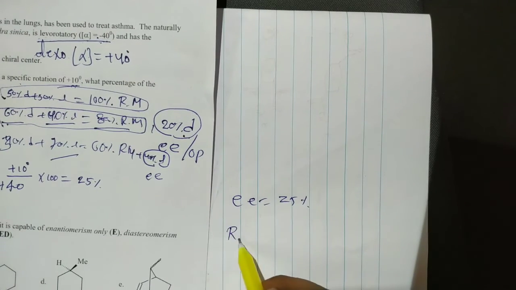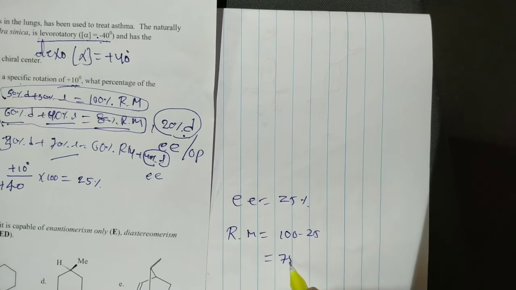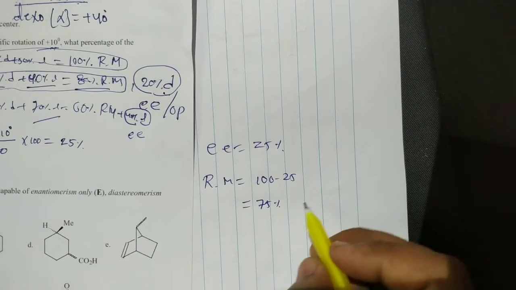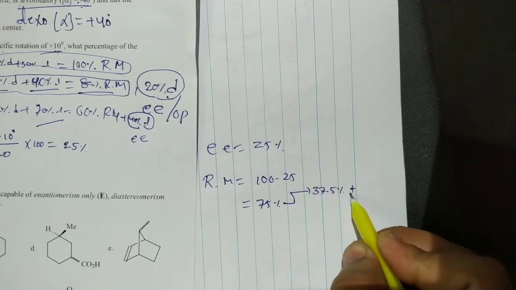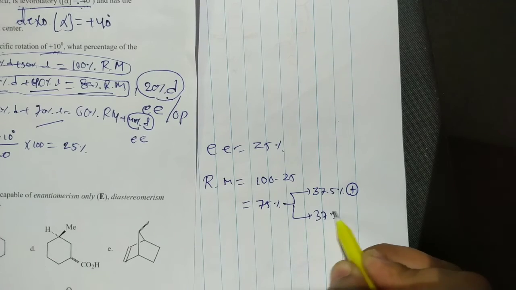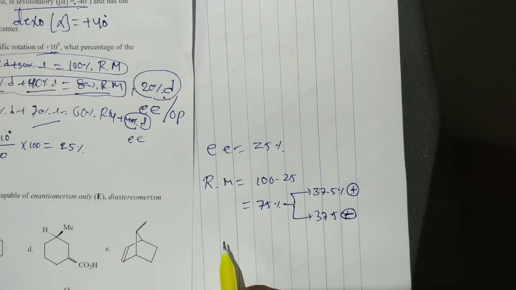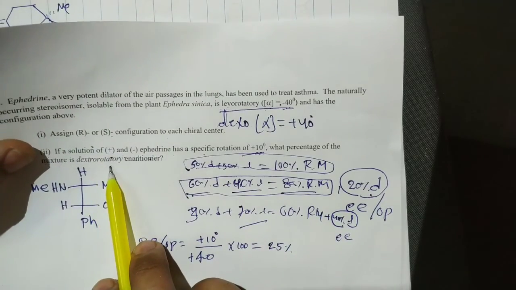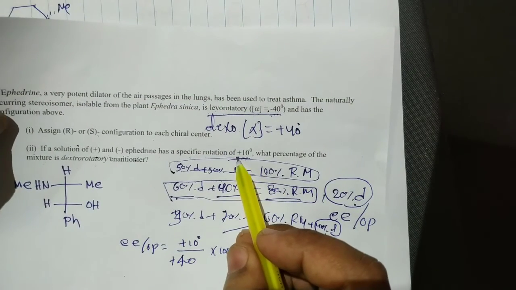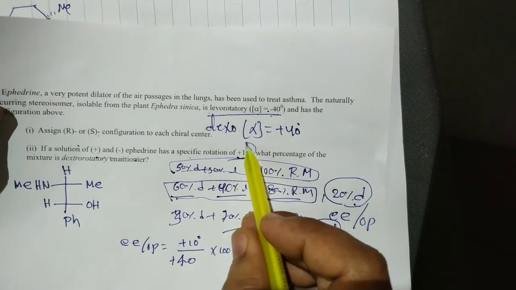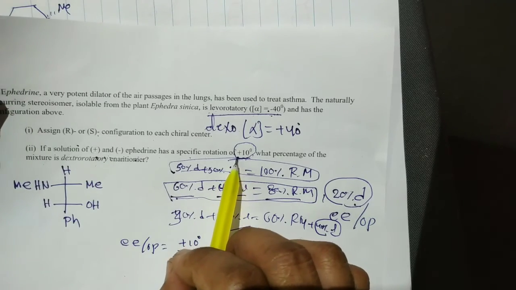Now the racemic mixture is 100 minus 25, which equals 75 percent racemic mixture. A 75 percent racemic mixture means 37.5 percent plus isomer and 37.5 percent minus isomer. In this case, we are asked the percentage of the dextro isomer, which is present in excess amount based on the specific rotation of the mixture. The dextro isomer is present in excess amount. That's why we got a positive rotation.